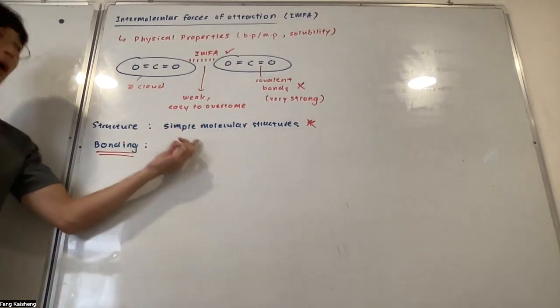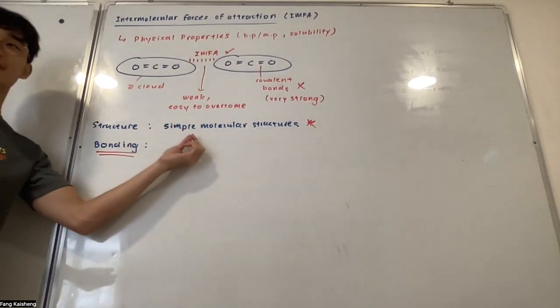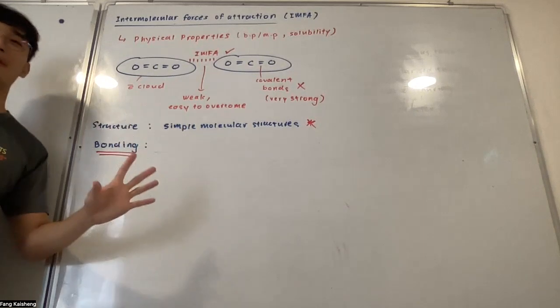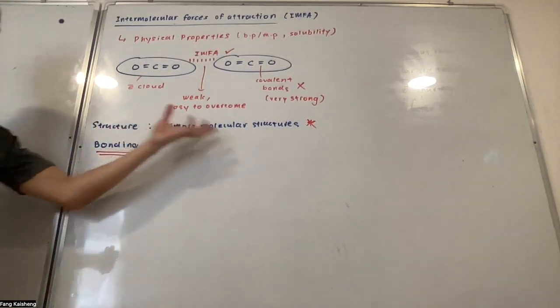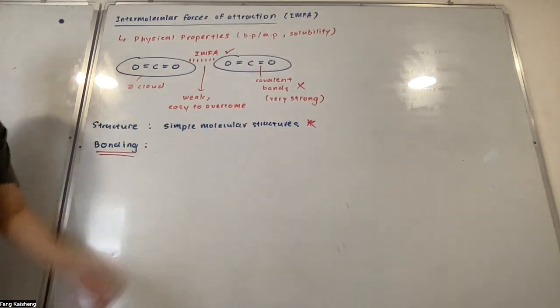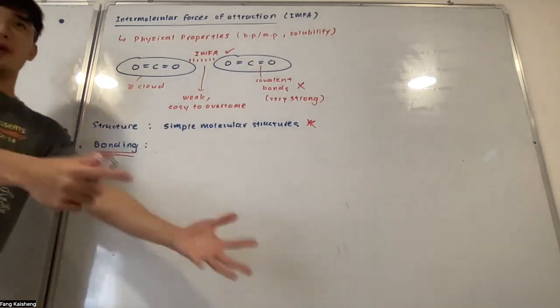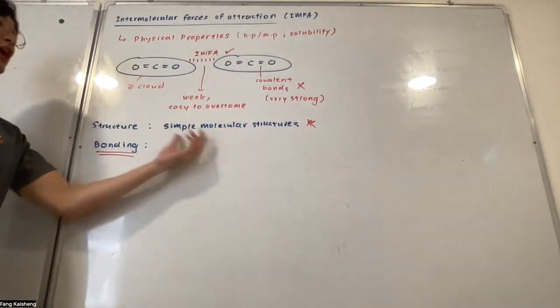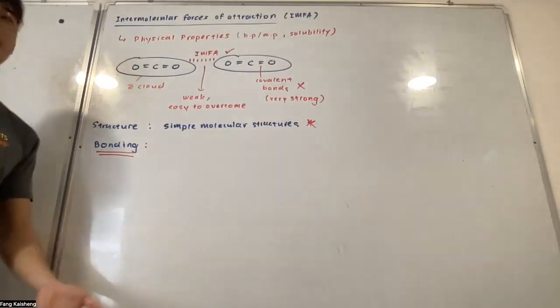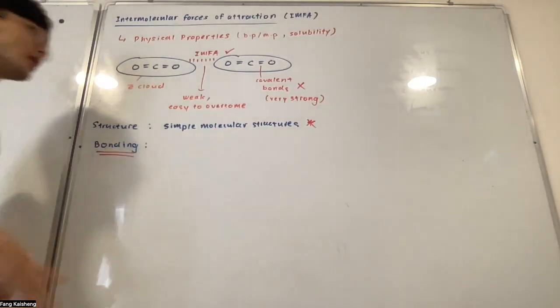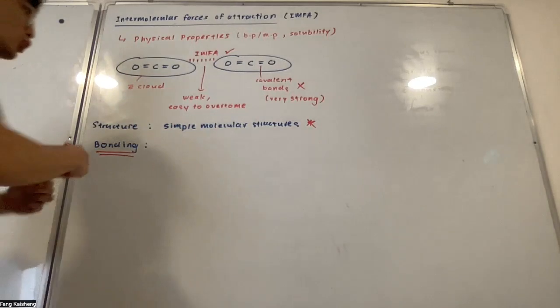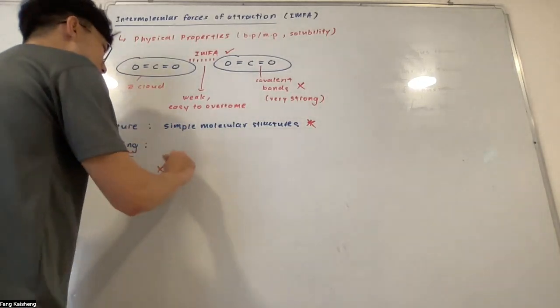If you have an ionic compound, what's the structure called? Ionic compound would be a giant ionic structure, right? Then what is the bonding called? Ionic bonds. Very simple. Metals: giant metallic lattice, and the bonding is called metallic bonds. Very simple, right? But for a simple molecular structure, you should never tell me covalent bonds.